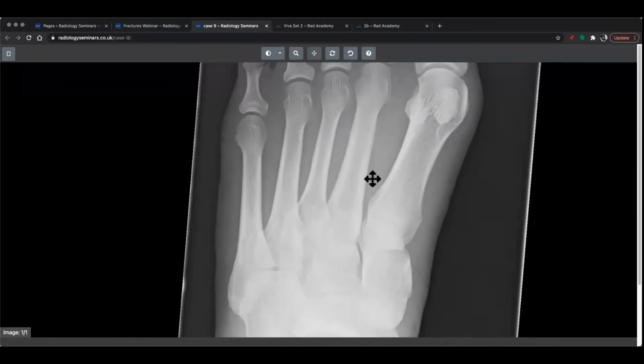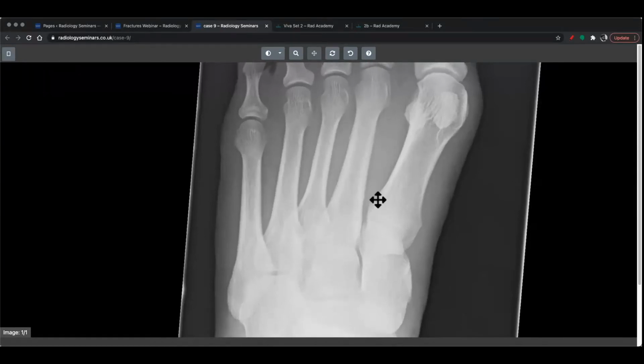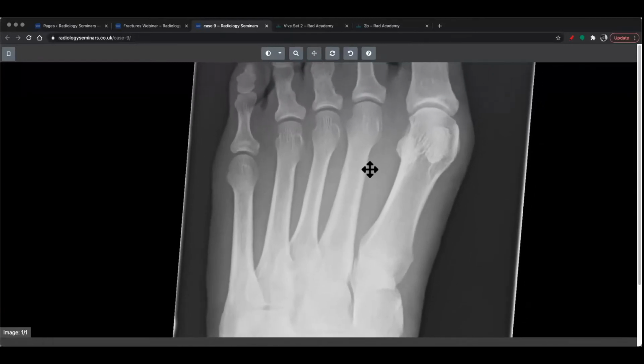So the next thing you want to do is make sure that the 2nd metatarsal lines up with that intercuneiform space over here, to make sure that things aren't out of line. Because if they're out of line, then you're probably thinking of something along the lines of a Lisfranc injury.